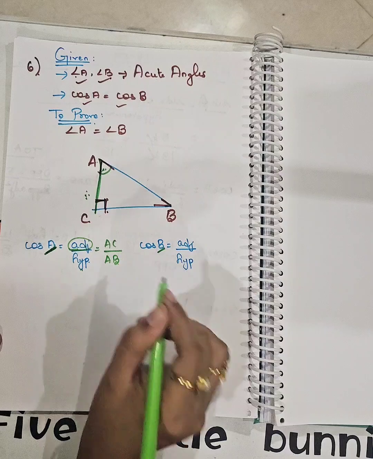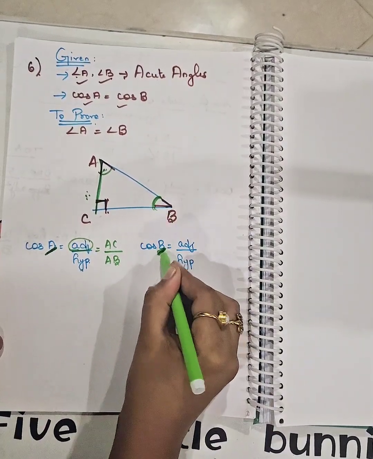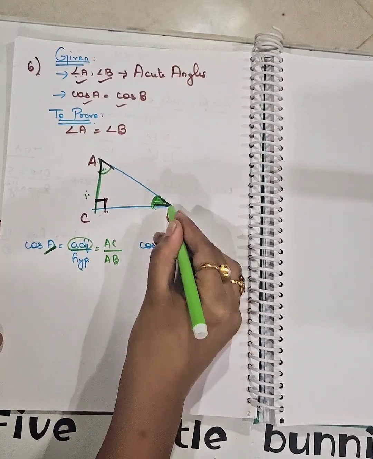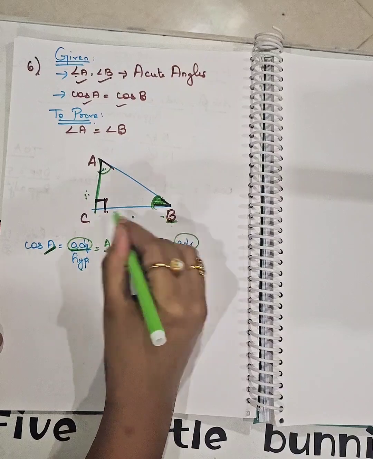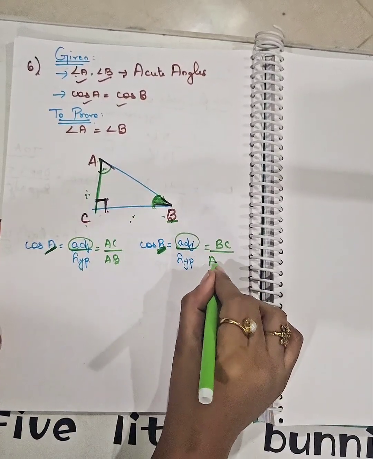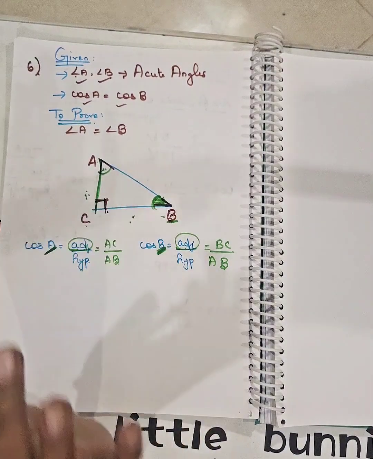AB. Next, cos B. For cos B, the angle is changed, so note that. The side adjacent to angle B is BC, divided by hypotenuse AB. Hope you can understand, students. Very simple. By concept you should go.